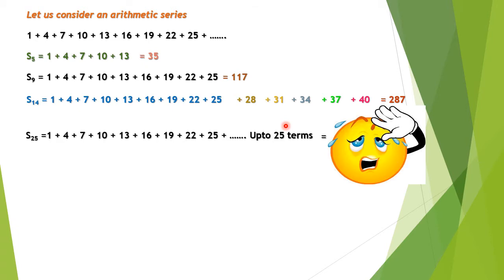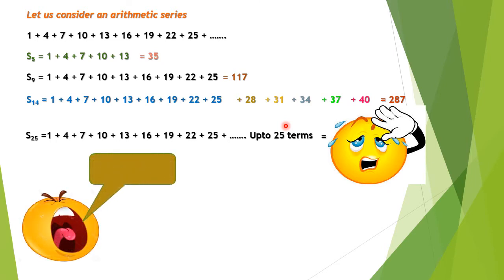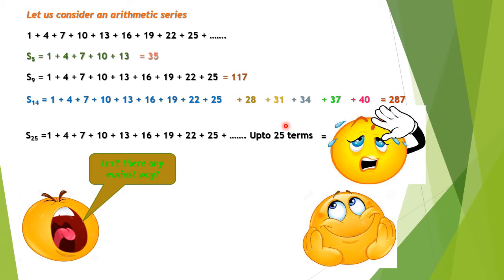So it is laborious, isn't it? It is hard work. Isn't there any easier way? Finding terms and adding is okay for a small number of terms, we can do it. But if the value of n is large, then it will be really very hard and time consuming to do manually, isn't it? Manually, in the sense of finding each and every term and then adding it.